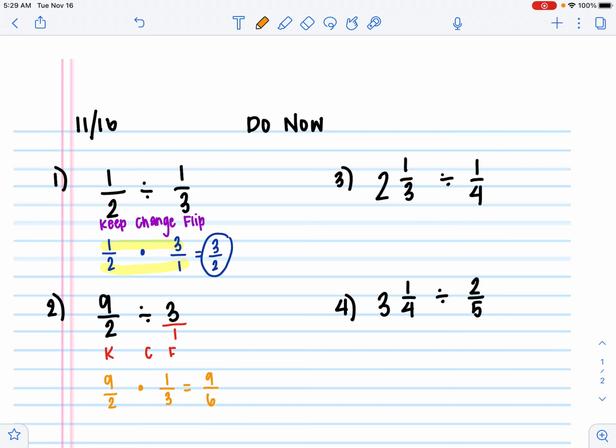I end up with 9/6 because I multiplied again, numerator times numerator, denominator times denominator. I can simplify 9/6 by dividing the top and the bottom by 3, and I end up with a final answer of 3/2.